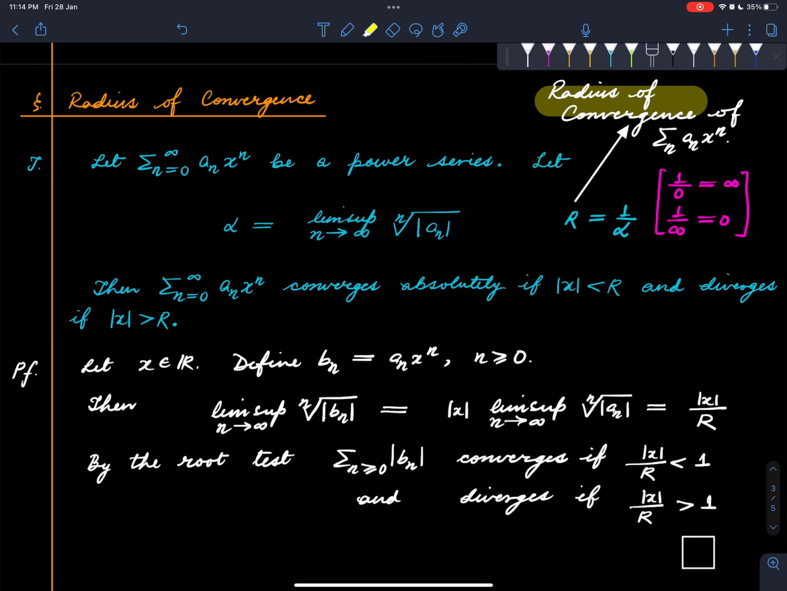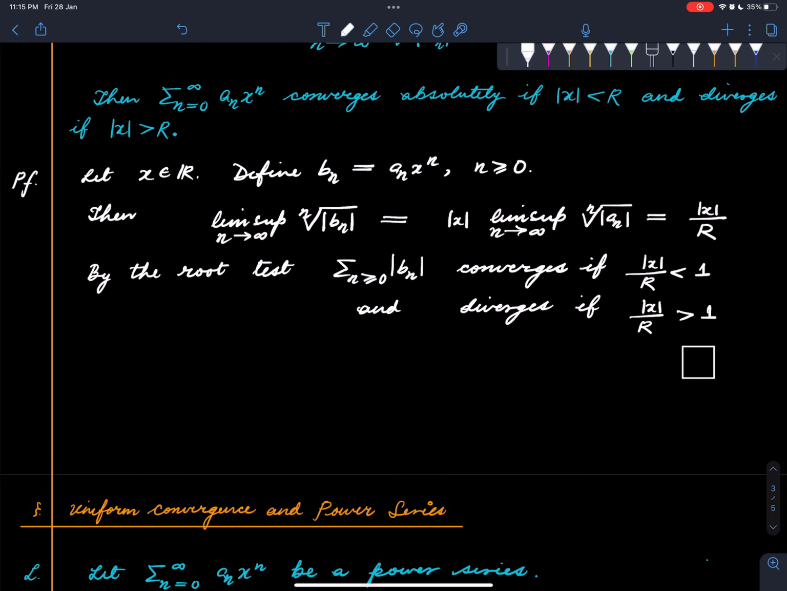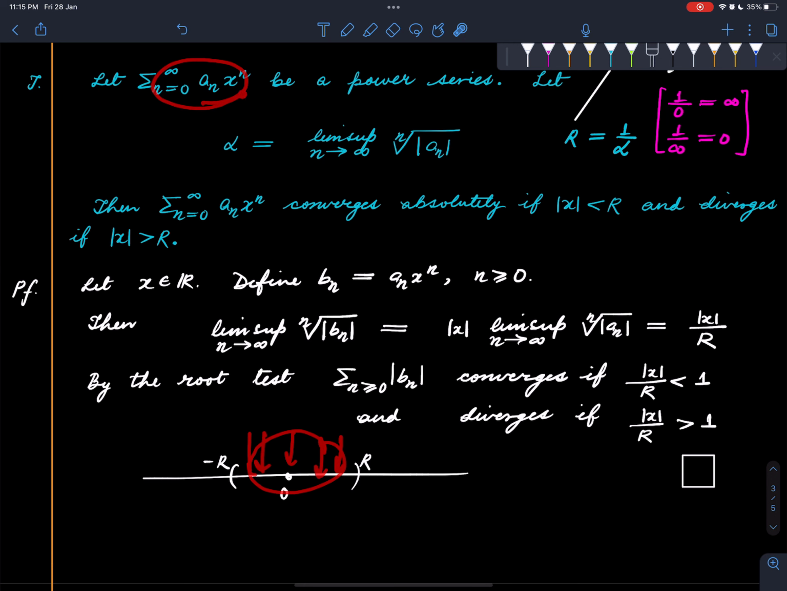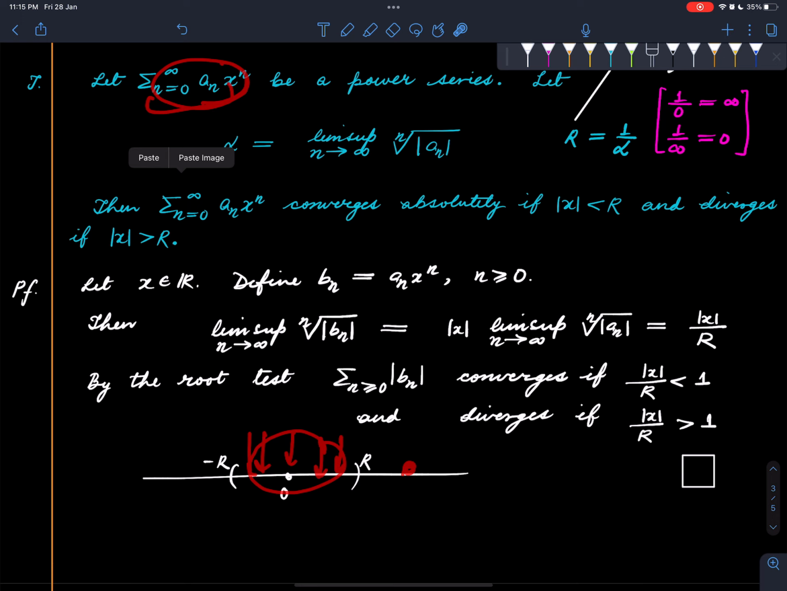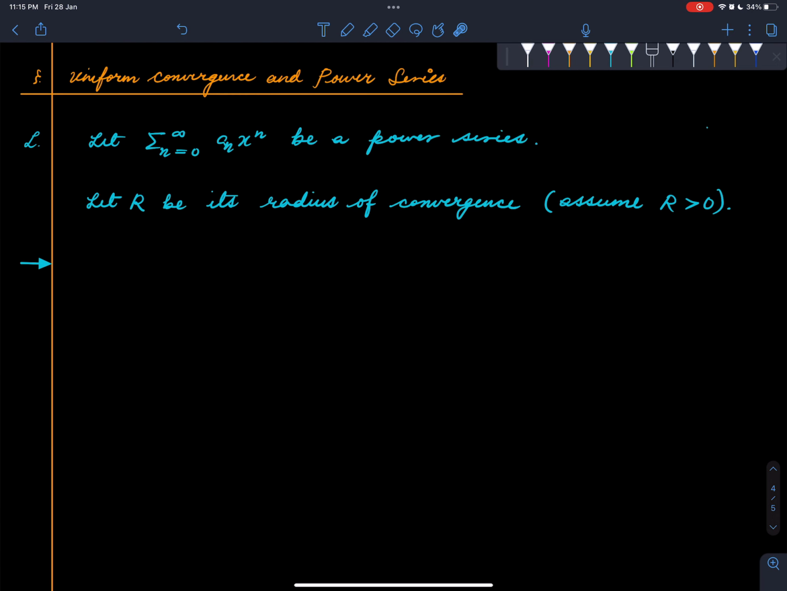Okay, so to each power series we have a number called the radius of convergence, and if you pick a real number, so we have this real line, this is 0 and R is the radius of convergence, this is plus R, this is minus R. And if you have a real number within the radius of convergence, meaning within this interval, then for that real number the corresponding series converges absolutely, and if you take a real number outside that, then the series will diverge. So that's what we have proven.